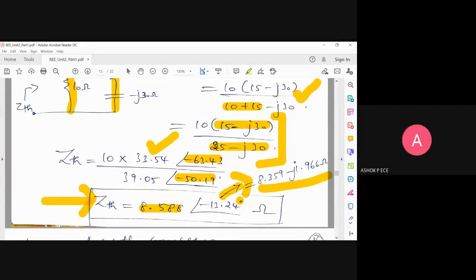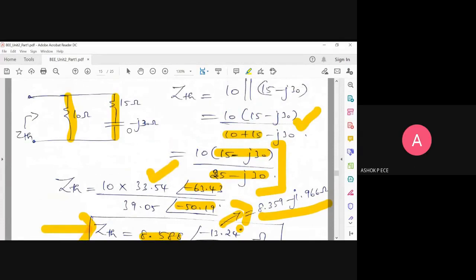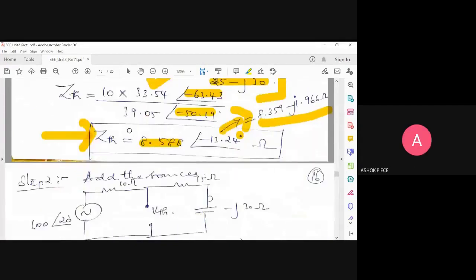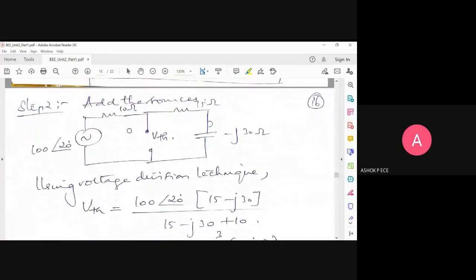Okay, what is step 2? What is step 2 in Thevenin's theorem? Adding the source and finding VTH. While adding the source, should we add the component also? No, sir. What you stated is correct. See the step 2 diagram. I am adding the source. The component which is removed is removed. It is not being added to the circuit. So 100 angle 20, 10 ohms, 15 ohms, and minus J30 ohms. And I'm finding VTH across this point.